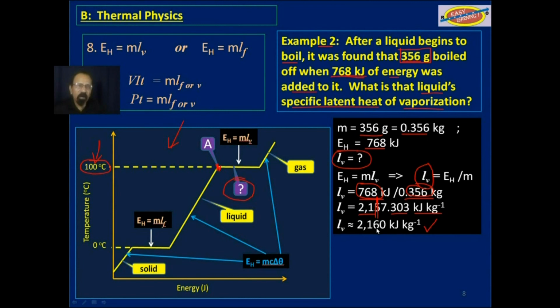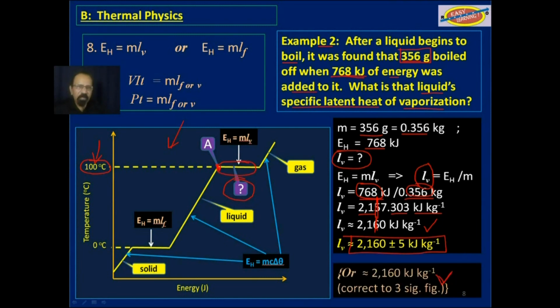Since we are rounding off at the tens position, we take half of that position, which would give us 5, and we can better express our answer as 2,160 plus or minus 5 kilojoules per kilogram. So that is the latent heat of vaporization of this liquid. This answer here is correct too, but CSEC wants that format.